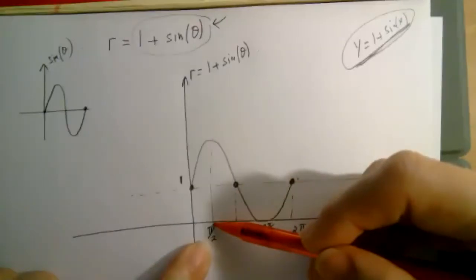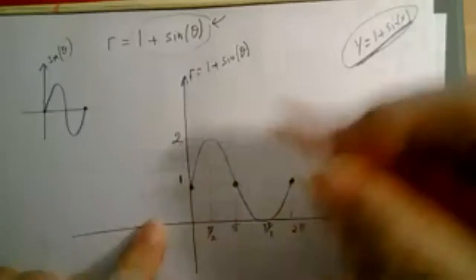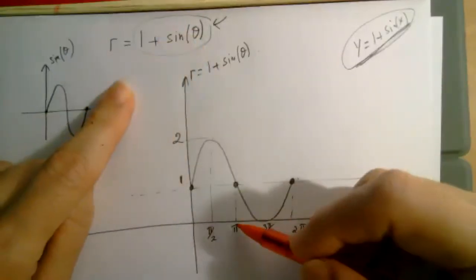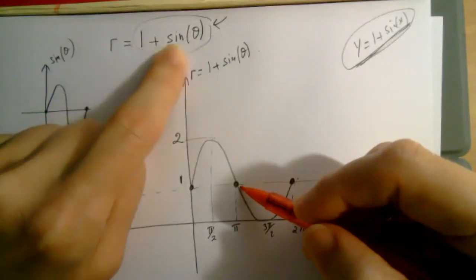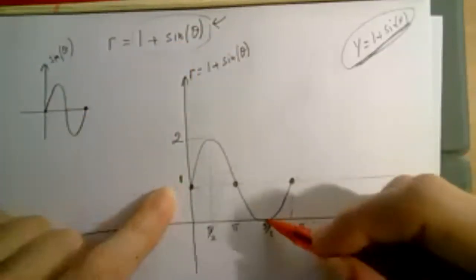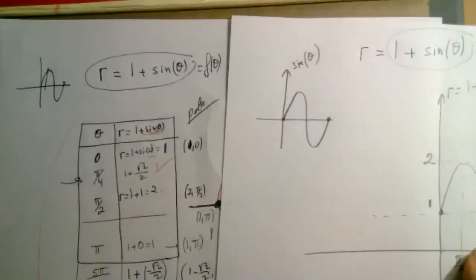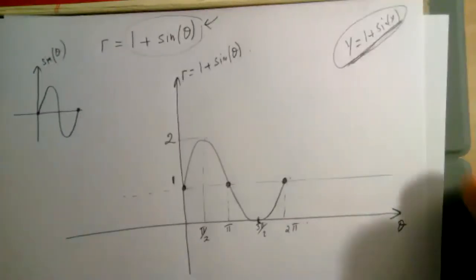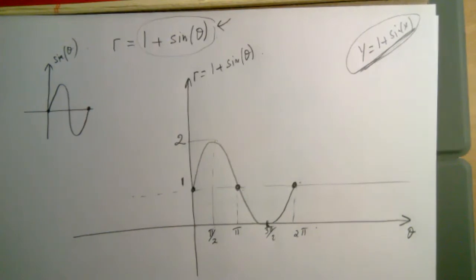If theta is pi over 2, R is going to be 2, which we know. If theta is pi, R will be 1 plus sine of pi, which is 0, so it will be 1. Theta is 3 pi over 2. So instead of making a table, I am putting all the info I want on this graph, so I don't have to sketch a table. And it's easy to sketch this graph because we know the sine of theta.